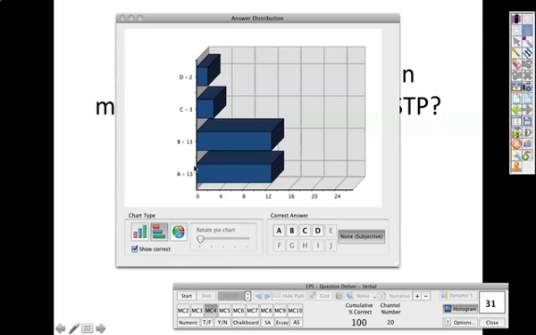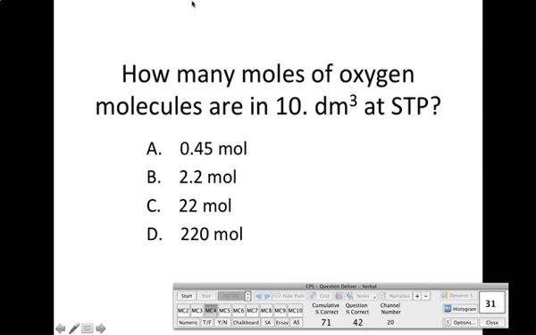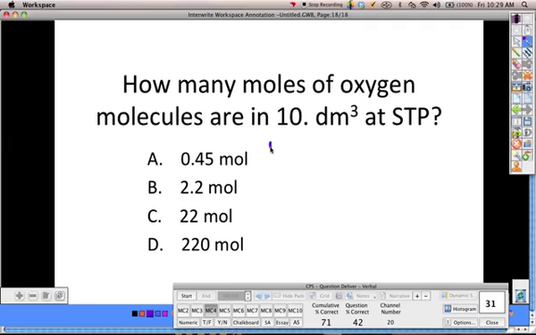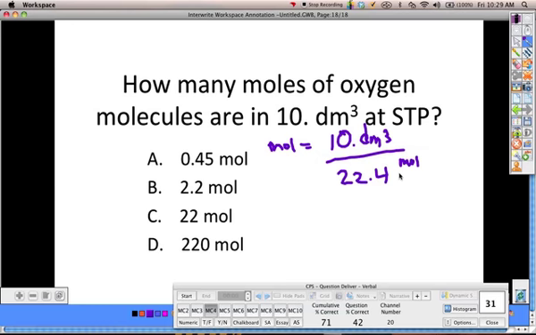Okay, we've got answers all over the board there. The answer was A. Let's take a look at how we figure that out. Moles are equal to whatever volume I have, which is 10 decimeters cubed, divided by 22.4 decimeters cubed per mole. Did I just write that down wrong? Okay, 10 divided by 22.4 gives you A.